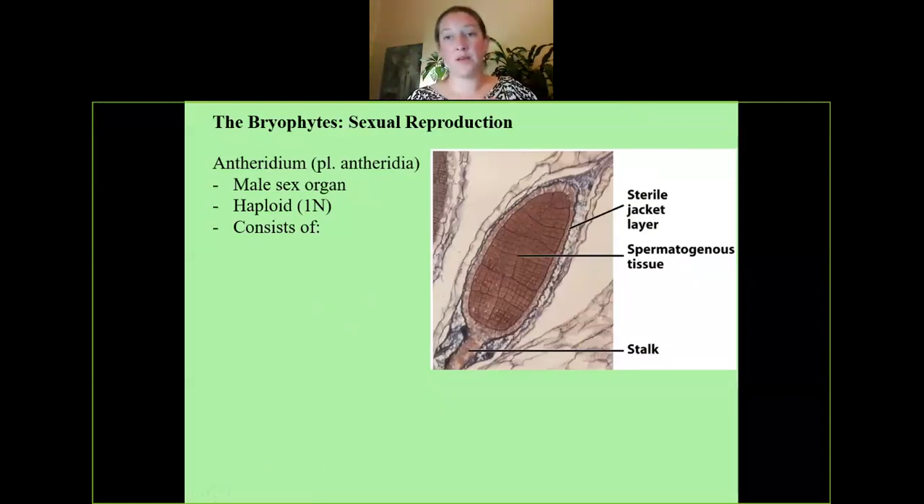So that was the female sex organs. Let's look at the male sex organs. So here is a male sex organ, or an antheridium. This is just one antheridium shown on this slide. There's that one cut off here on the side of it. It's a male sex organ.